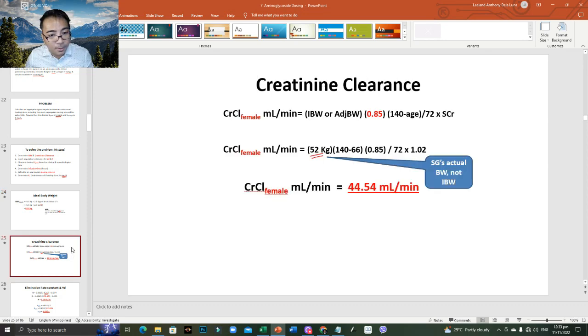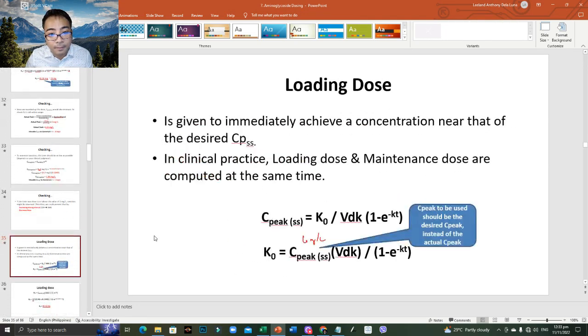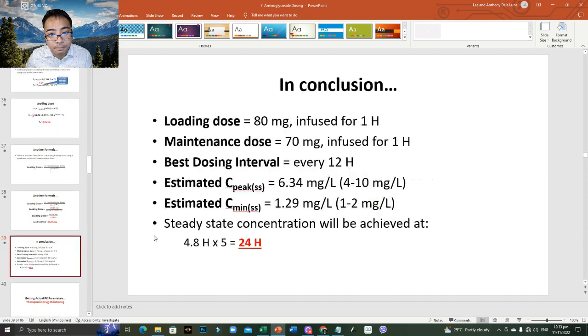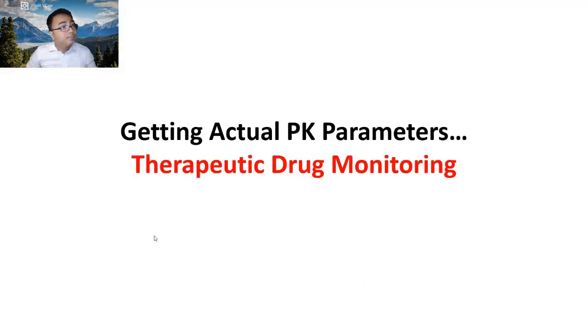Okay, dokie. So let's go back to our slide here. Saan na ba tayo? Ayun. Getting the actual pharmacokinetics. Sabi ko nga sa inyo, class, between population estimates and actual pharmacokinetic parameter, it's always better to get the actual pharmacokinetic parameter. The problem lang with this one is, kailangan nasa steady state na yung concentration ng patient.